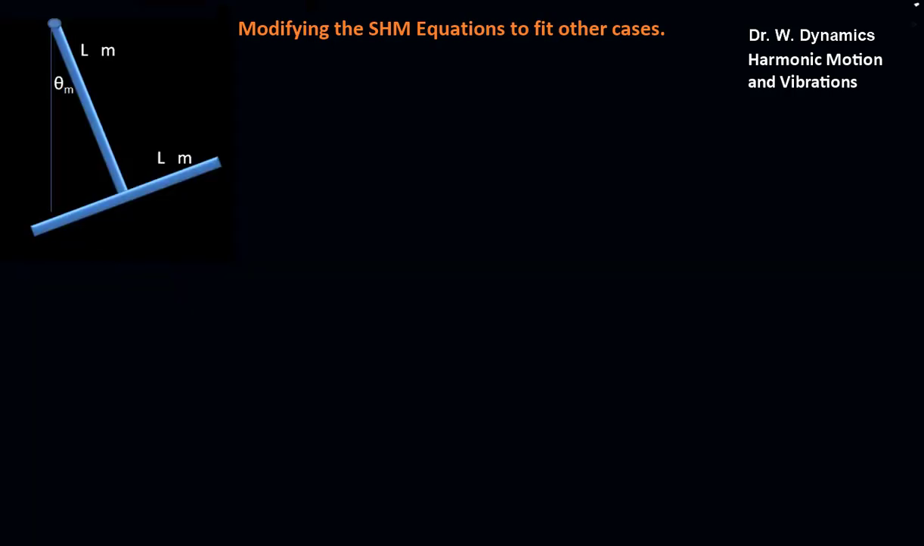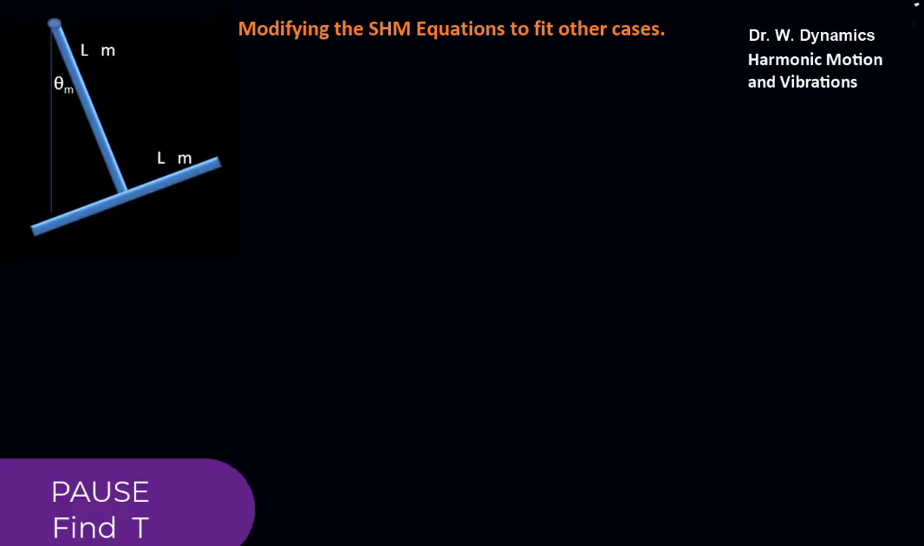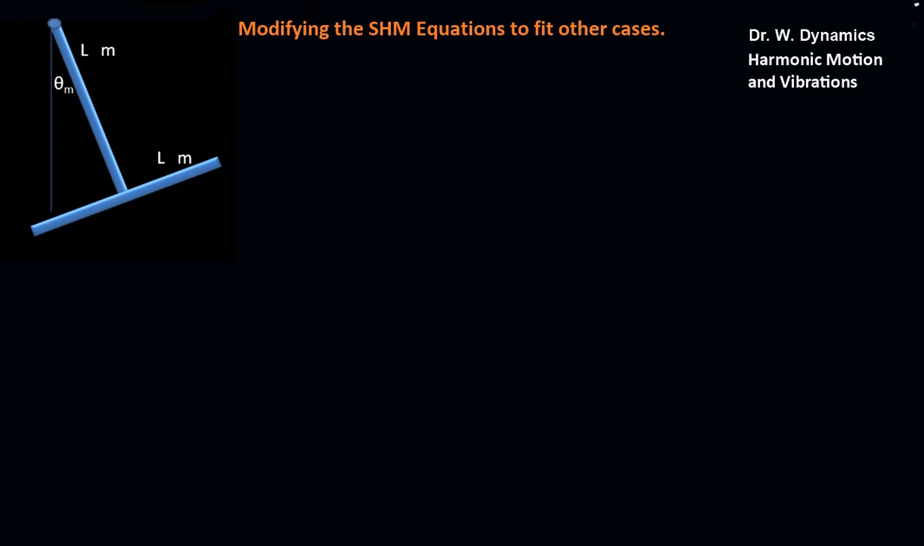Here's one for you to try. We have two bars connected into a T shape, and they're both of length L and mass m. They're pulled back by a small angle theta and released. Find the equation that represents the period of oscillation for that system.